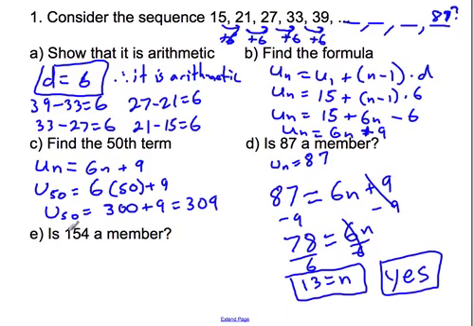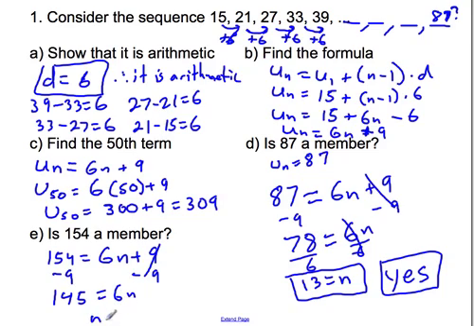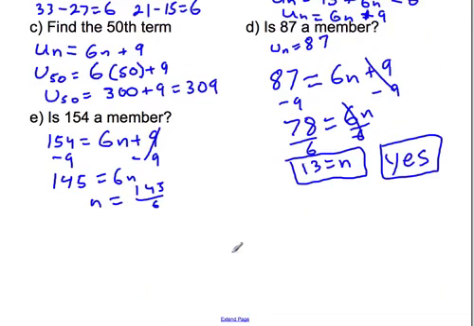And the next one is the same procedure. So you let 154 equal 6n plus 9. And let's see if this is possible. We're going to subtract 9 from both sides, and we get 145 equals 6n. So then you divide by 6. n equals 145 divided by 6, which is approximately 24.166, repeating. So you don't get a whole number.